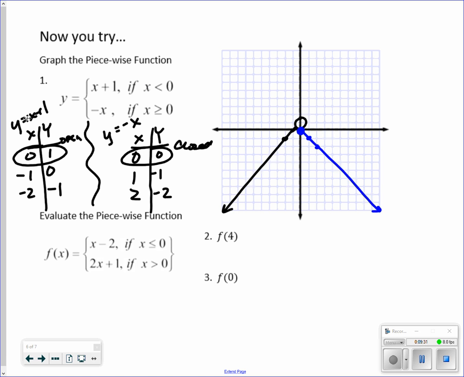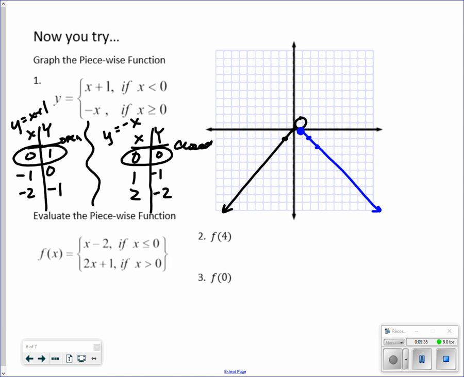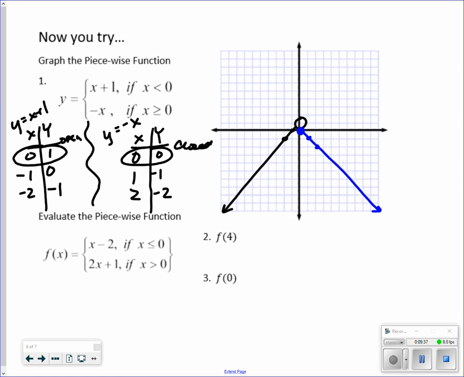Evaluate. They're merely asking me to evaluate. So first I got to decide if it goes into the top function or the bottom function. Well, 4 is greater than 0, so it goes in the bottom function. So plug 4 into the bottom function. 0, now this is a little bit tricky. Does it go in the top function or the bottom function? It actually goes into the top function because it's equal to. So I'm going to plug 0 into the top function.